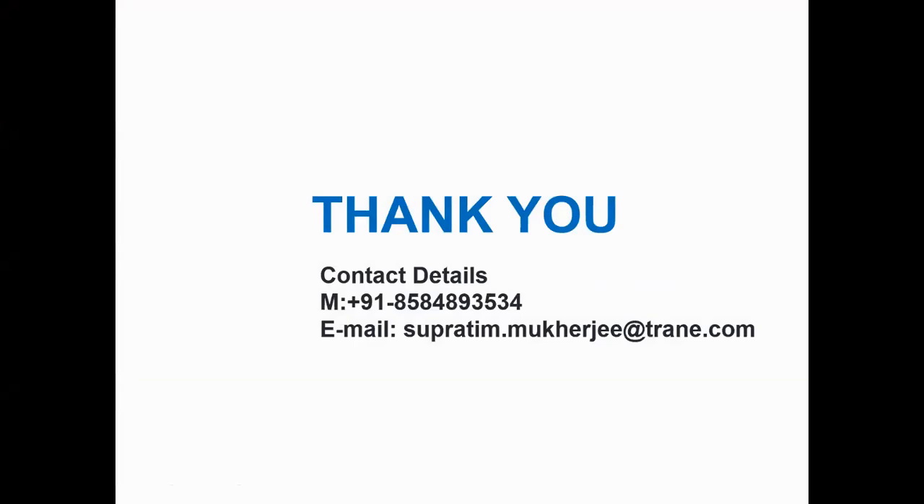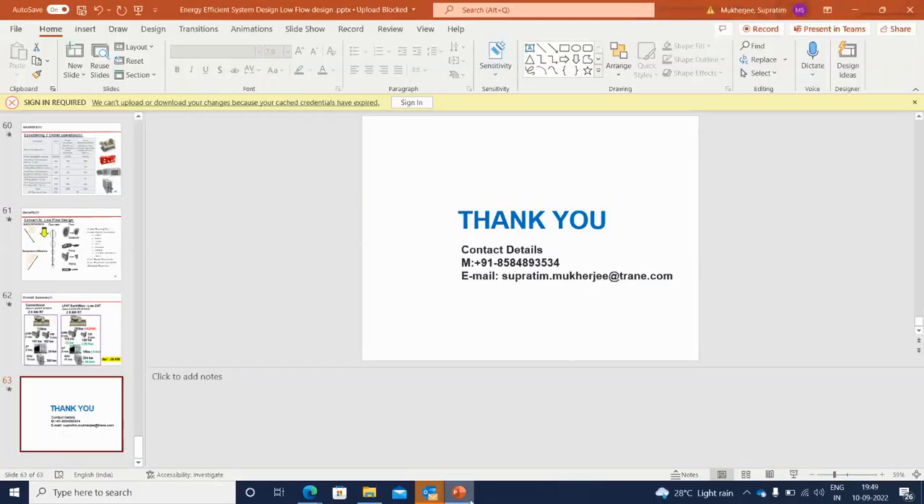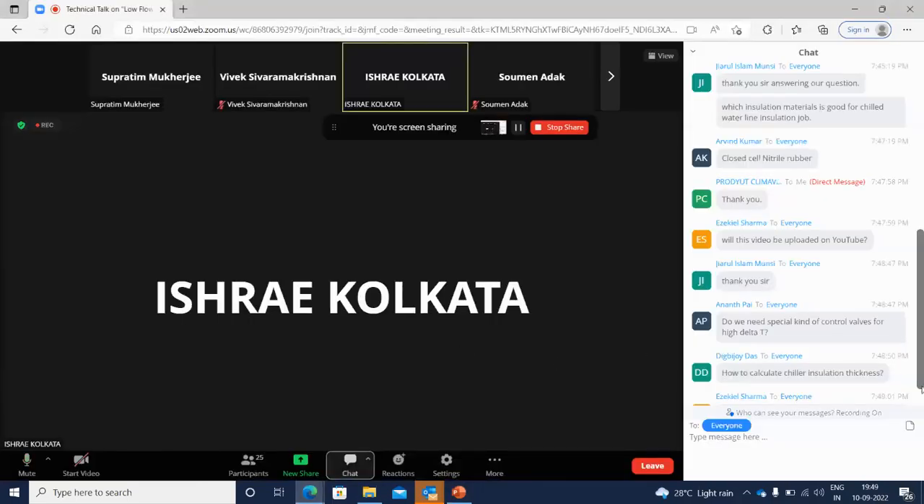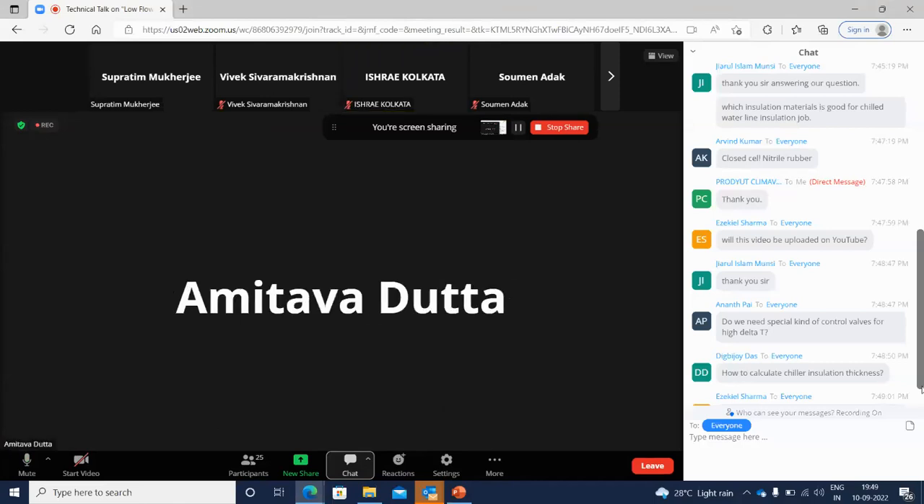Shubham, there is one question from Digvijay, again about insulation thickness. Before that, Mr. Anand has put a question: do we need special kind of control valves for high delta T? Obviously, all valves, not only control valves, need to be selected based on the revised flow rate, because when you are using a high delta T, you are reducing the flow rate, as we have mentioned. If you change the flow rate, your selection of control valves will also change. So with high delta T, control valve selection will also change.